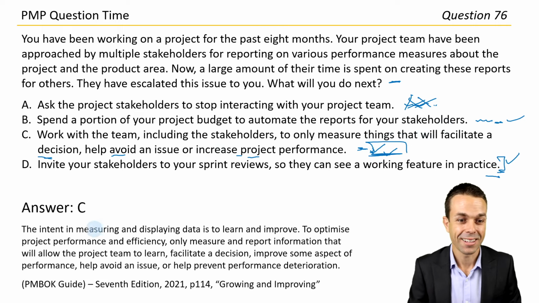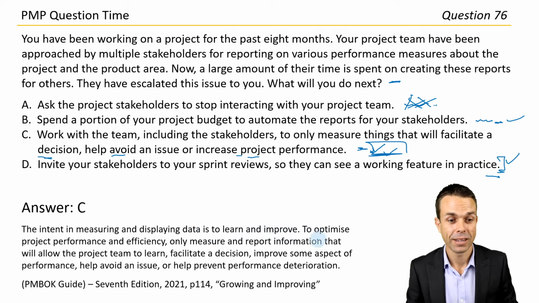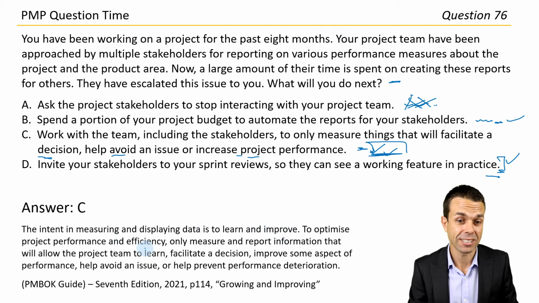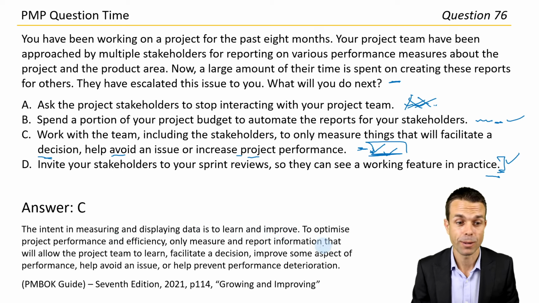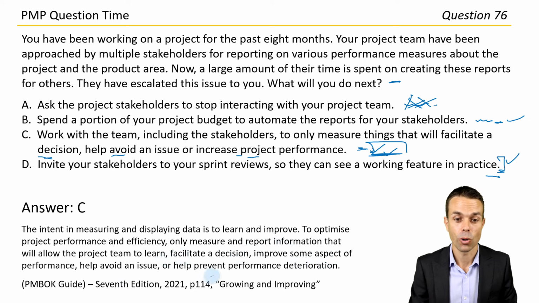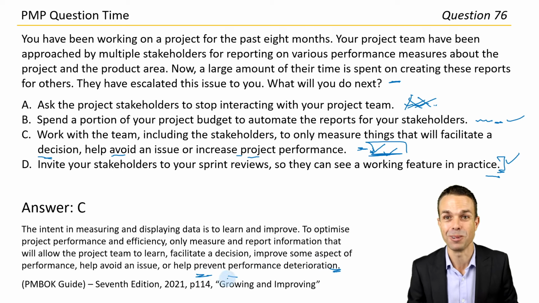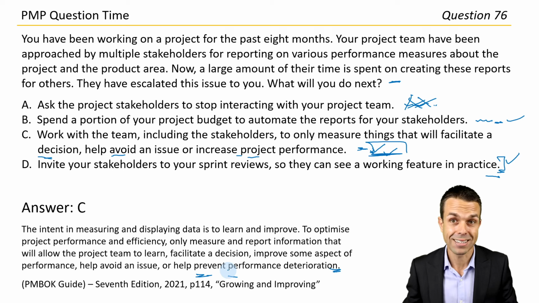There it is. The intent in measuring and displaying data is to learn and improve. To optimize project performance and efficiency, only measure and report information that will allow the project team to learn, facilitate a decision, improve some aspect of performance, help avoid an issue, or help prevent performance deterioration in the future. So we've got page 114 under Growing and Improving in the PMBOK Guide. And that's really good to know. Another very handy tip for the real world and for the exam.